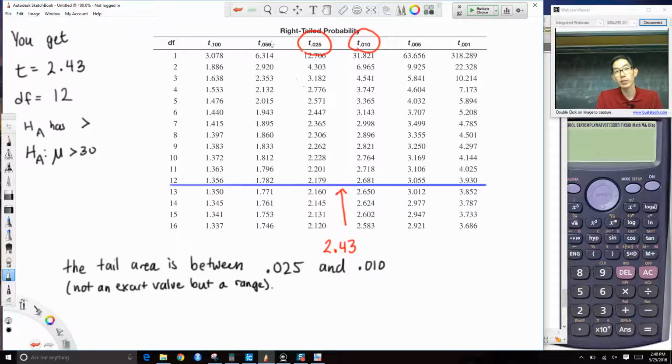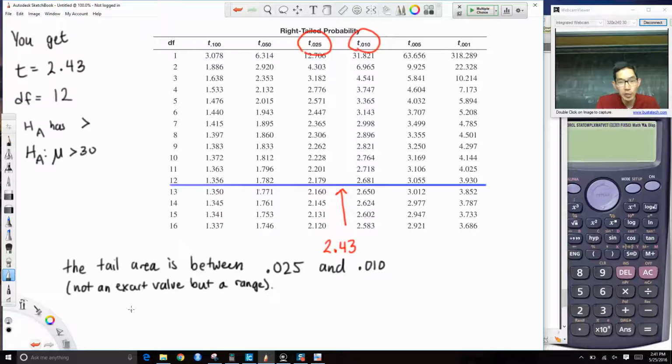exact value for the tail is if your test statistic ended up being one of these numbers exactly. So if we had 12 degrees of freedom and your test statistic ended up being exactly 1.782, then your tail would be exactly 0.050. Otherwise, it's going to be in between some column headings. All right, and so I'll talk about the rules here.